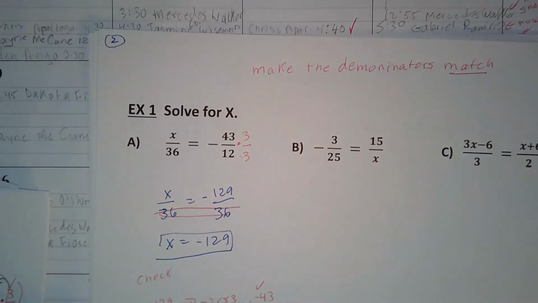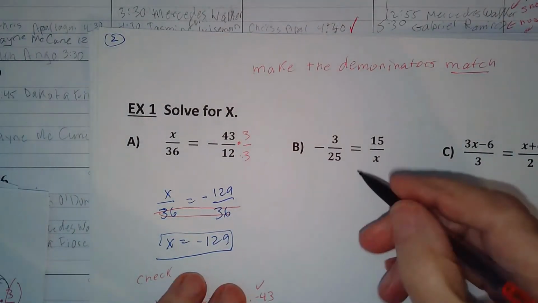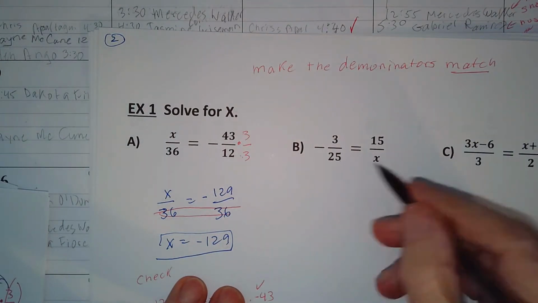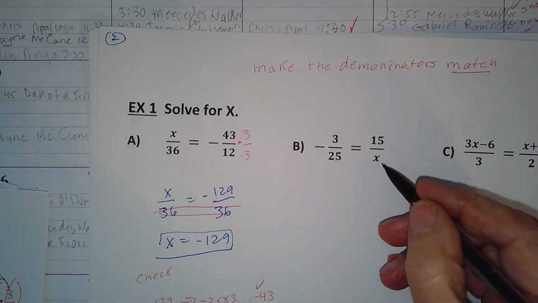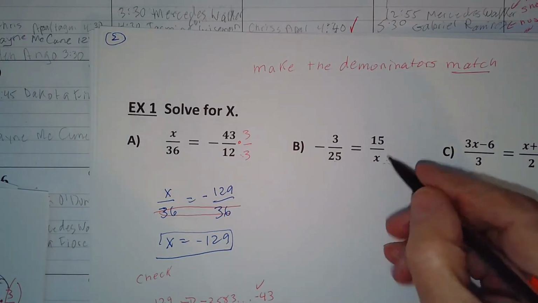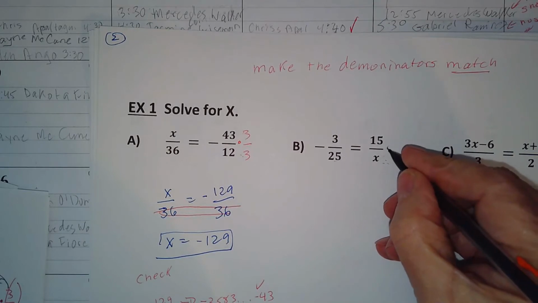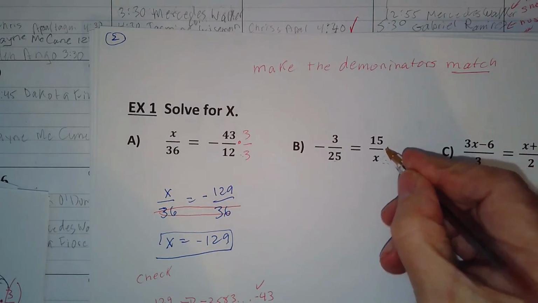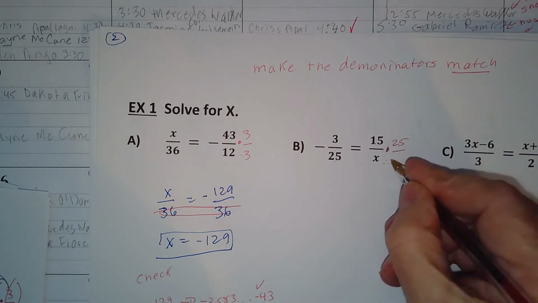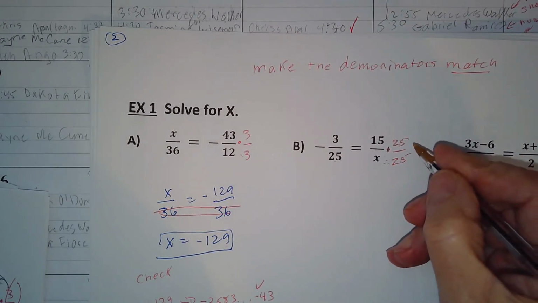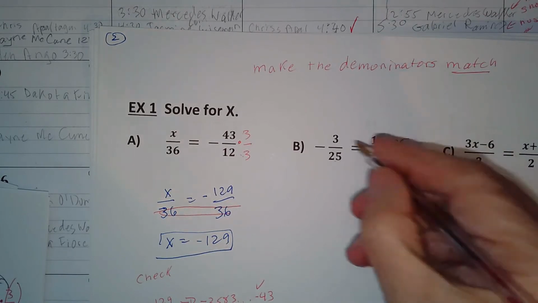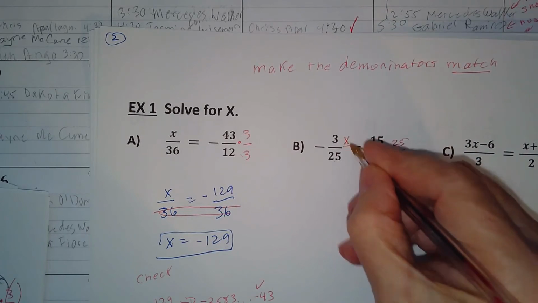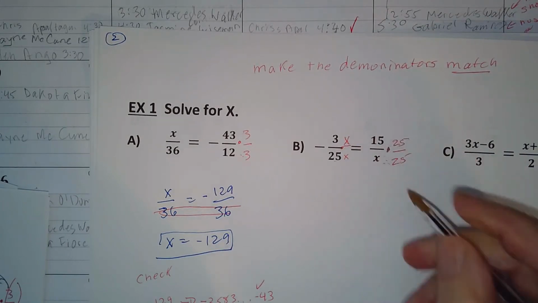So let's do the next problem. I've got negative 3 over 25 equals 15 over x. I want to get the denominators the same, and since these two are unlike each other, the only thing I can do is multiply times the opposite denominator. So I'm going to do that. I'm going to multiply times x over x on the left, and I'm going to do 25 over 25 on the right.